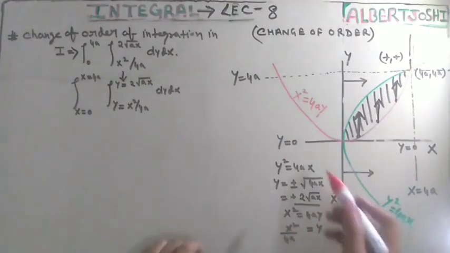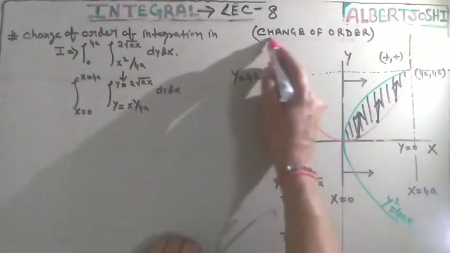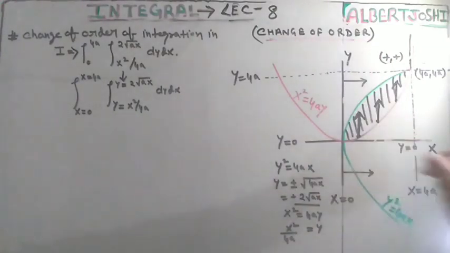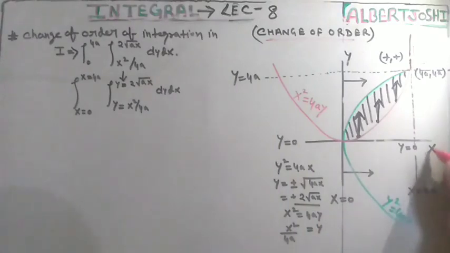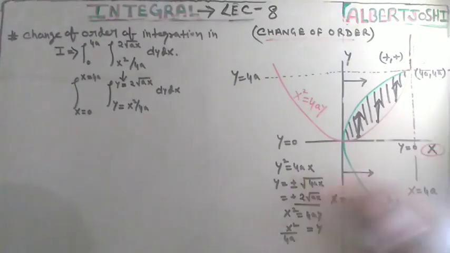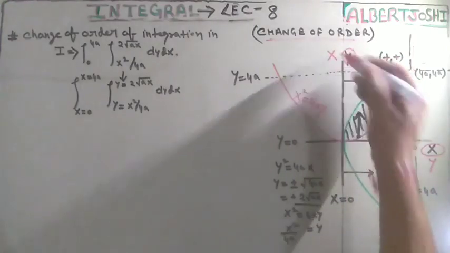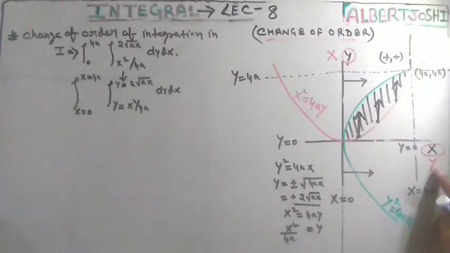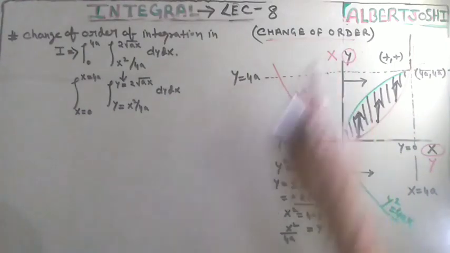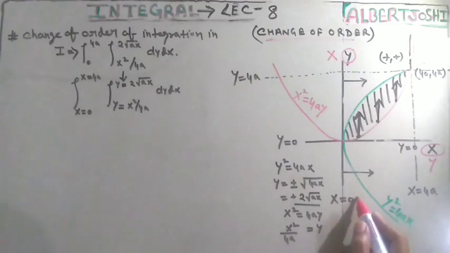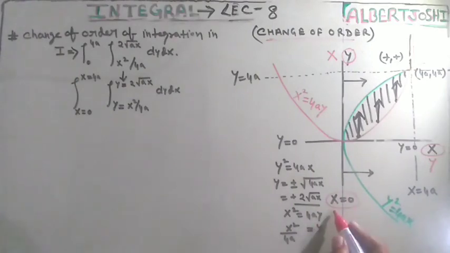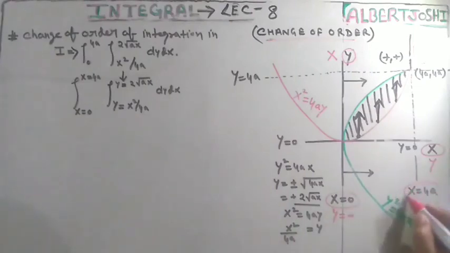So what we have to do in this condition, change of order, is only one thing. Here, this is the x-axis. Now you will think that this is not the x-axis, this is the y-axis. We are changing. And this is the y-axis, but you will think this is the x-axis. When you are replacing, in place of x you put y, and in place of y you put x. What will happen in this condition? This will also change. If this is the x-axis, then this is y is equal to 0, and this will also change. This is y is equal to 4a.